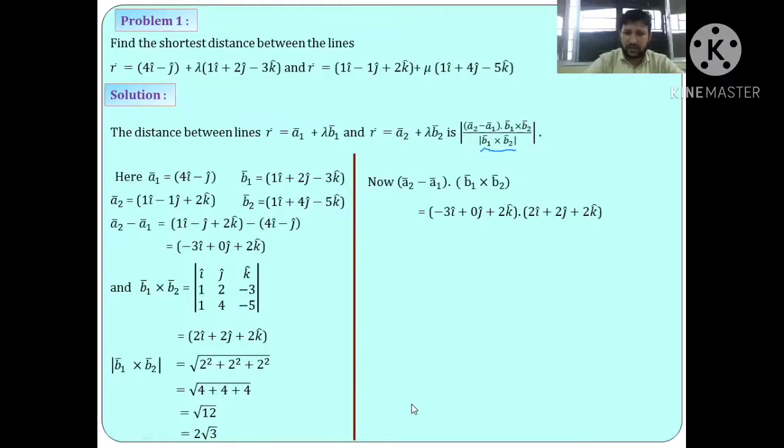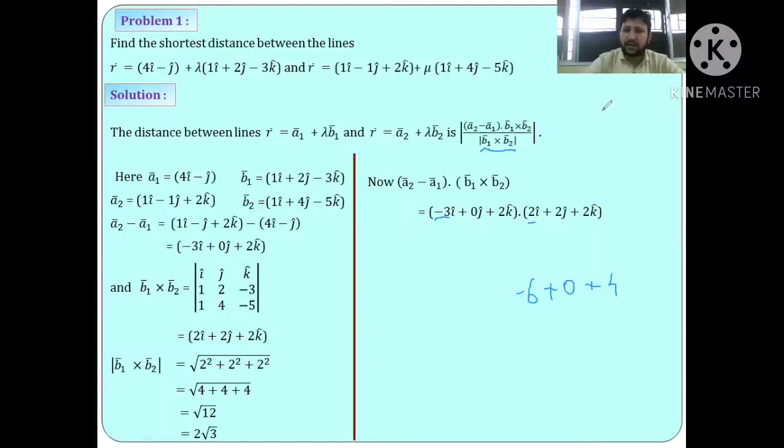So for the dot product, first term: minus 3 into 2, you get minus 6. Next, plus 0 into 2, that is 0, and last, 2 into 2, that is product 4. We take the product only for i dot i, j dot j, k dot k, that is 1. The remaining are all 0, no need to write.